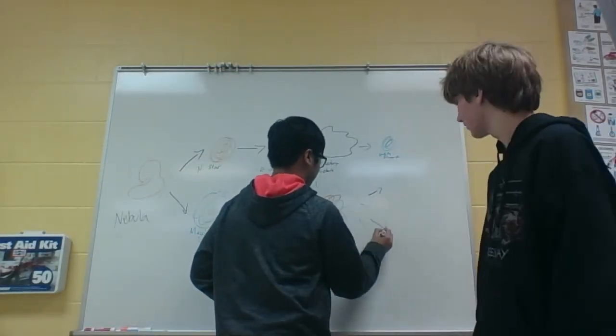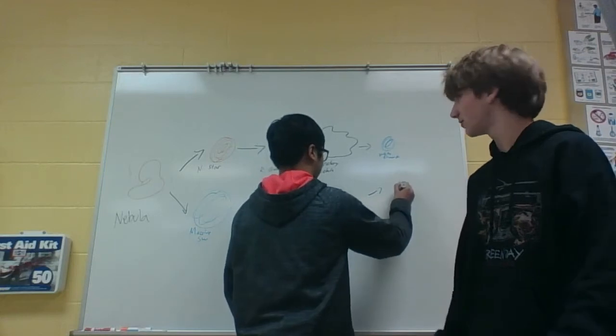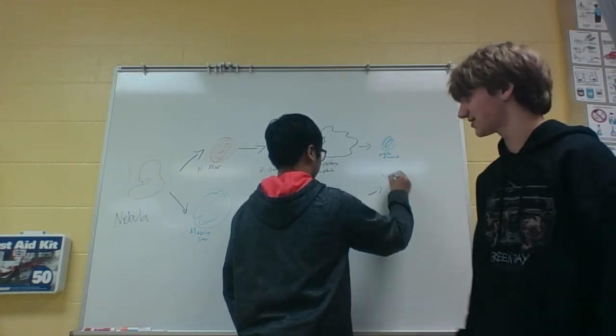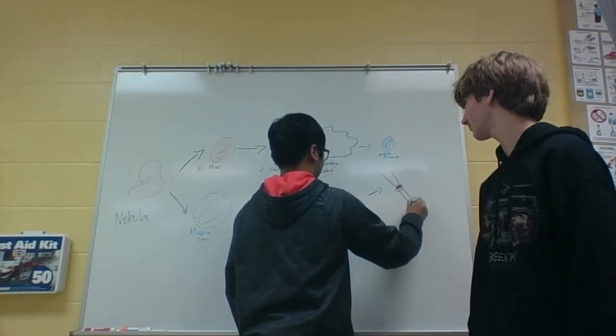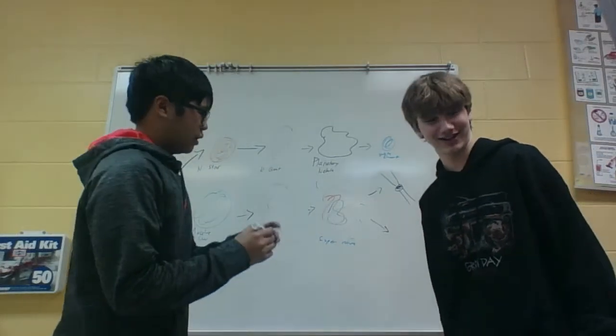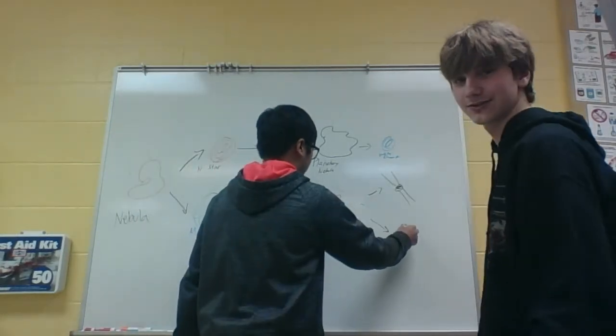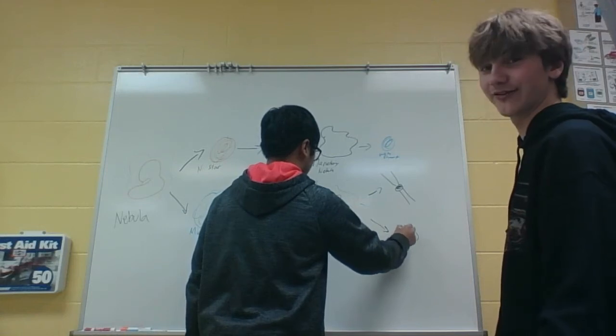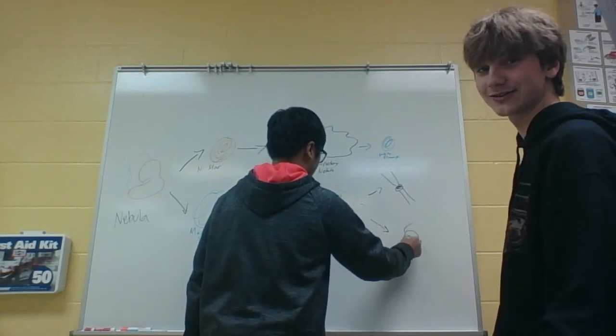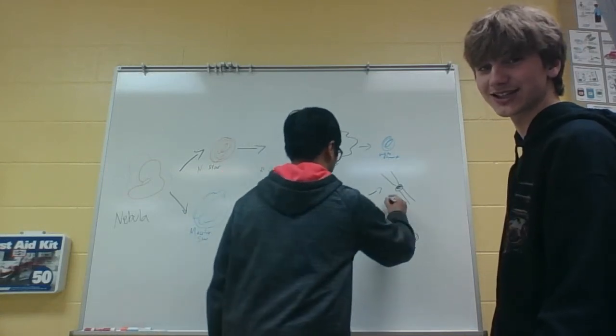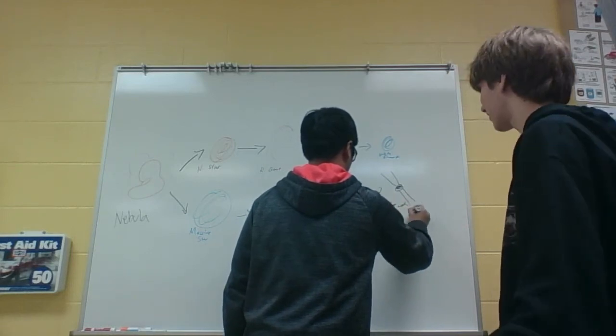It can become the neutron star, which is basically like a white dwarf, but more intense. Super intense. Or it becomes a black hole, which sucks stuff in and is scary. It eats things.